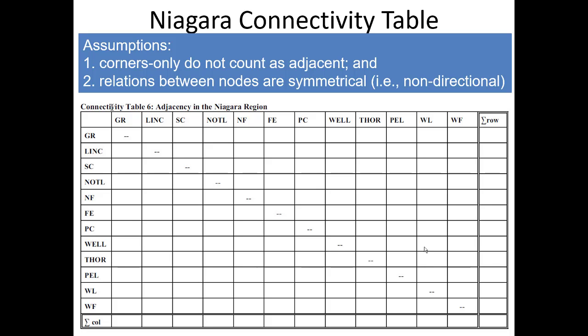So we're going to assume that corners only don't count as adjacent, and we're also going to assume that the relations between nodes are symmetrical, so that they're non-directional. So if I can travel from Thorold to St. Catharines, then I can also travel from St. Catharines to Thorold. What we do next is start to fill in all of these cells. So let's start over here. This is Grimsby. GR stands for Grimsby on your map. That's the location that's basically right next to Hamilton.